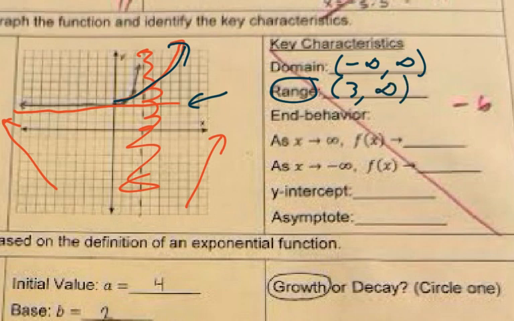Now, as far as end behavior, well, as I make x go bigger and bigger positive, the function is just going to go to infinity. And as I pick values negative, negative, negative, it's just going to keep approaching 3. So you should have said 3 here.